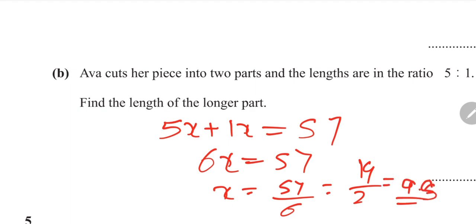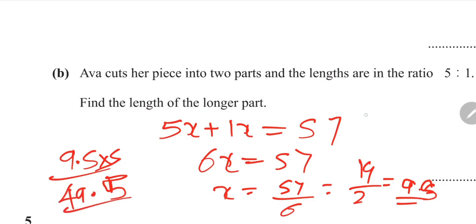So the smallest part is 9.5. But we have to find the length of the longer part. So 9.5 multiplied by 5: 5 times 5 is 25, carry 2, 5 times 9 is 45 plus 2, 47... giving 47.5. So the longer part length is 47.5 centimeters. Okay. Next question.